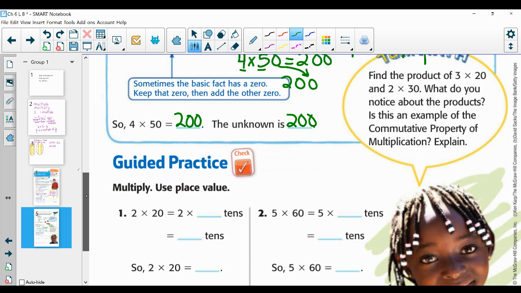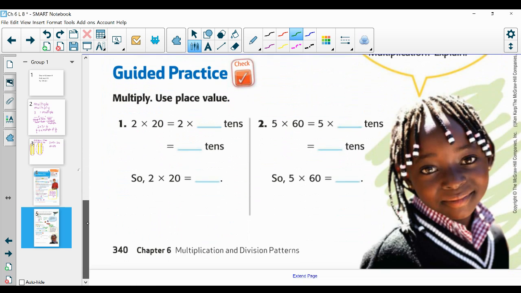Okay, guided practice. Multiply using place value. 2 times 20 is the same as 2 times 2 tens. 20 is 2 tens. Think about your base 10 blocks, your 2 sticks of 10. All right, so we have 2 tens. So 2 times 20 is 40.